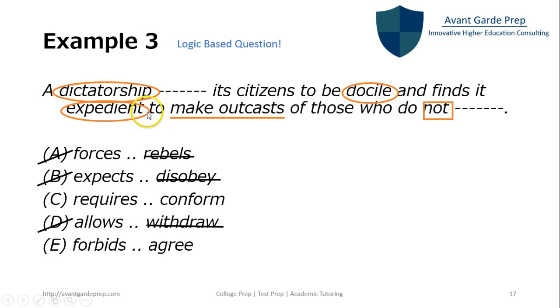It says a dictatorship forbids its citizens to be docile. Well, even though they want people to agree with them, forbidding docility would not make sense. So that takes E out of the equation for us. Alright, so that means we're left with C. And let's just insert both blanks in now to make sure that this is the best answer choice. A dictatorship requires its citizens to be docile and finds it expedient to make outcasts of those who do not conform. Yes, that makes sense. We have our answer choice.